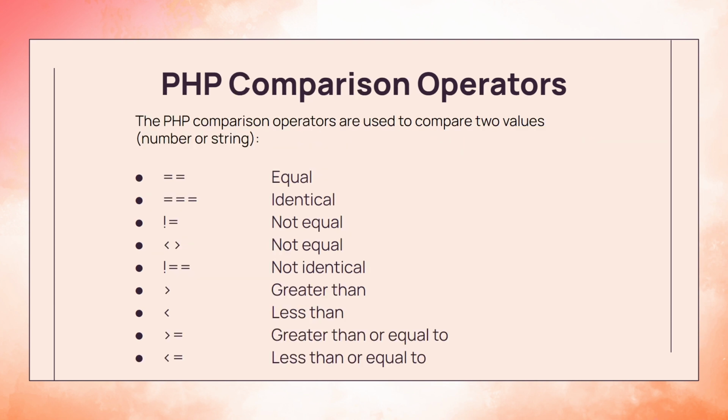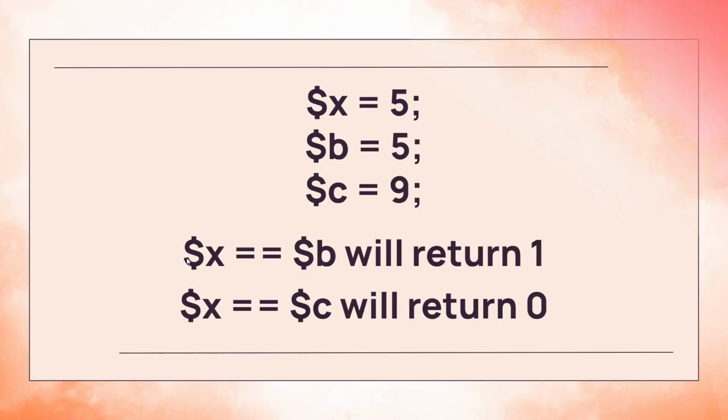The next PHP operator we have is the PHP comparison operator. First of all, let me show you its definition. The PHP comparison operators are used to compare two values, maybe a number or a string. So these are all the PHP comparison operators. I have written some of them, not all. And on the next screen you can see that I have typed an example. Suppose you have three variables which contain different or maybe the same values.